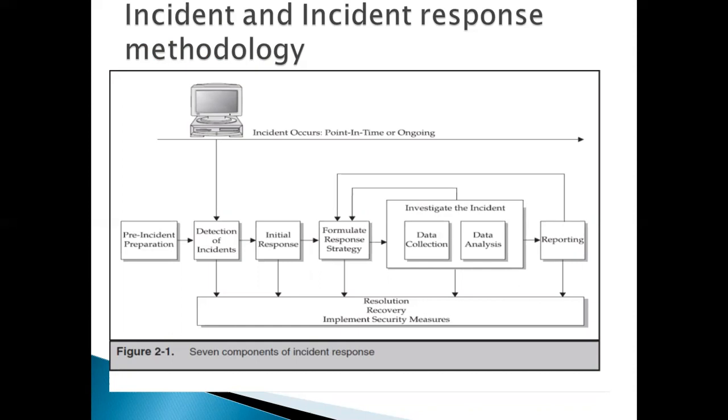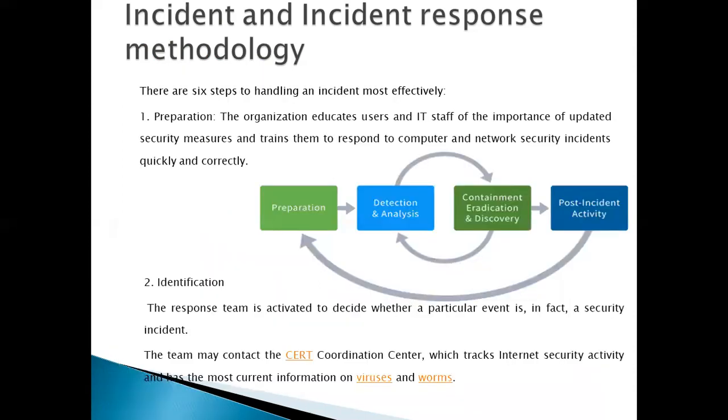That document is used to formulate a response strategy for the next event. So the main aim is to give a solution, to recover, and to implement some security measures for the organization. To handle the incident most effectively, there are six steps. The seven components are for the incident response, and these are the steps that are used to handle an incident.